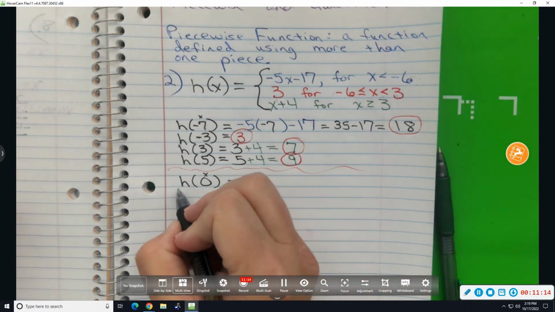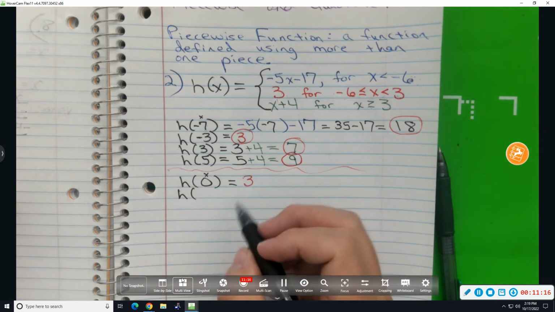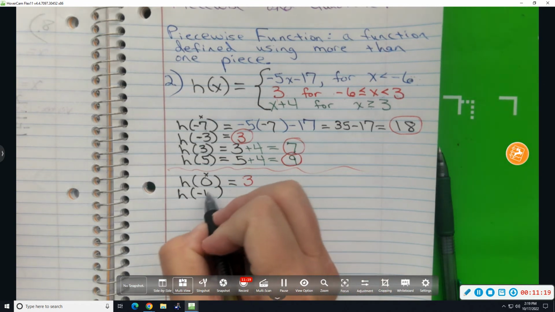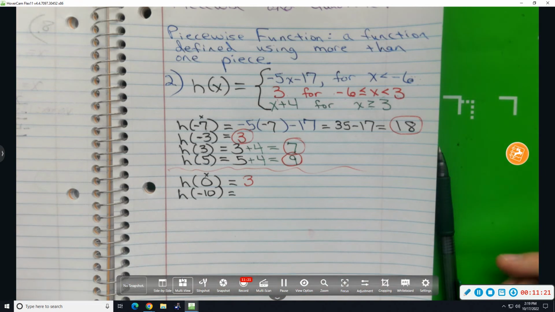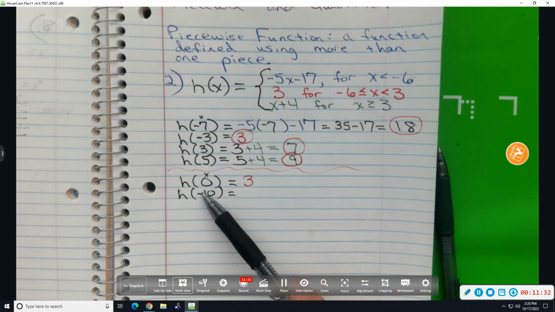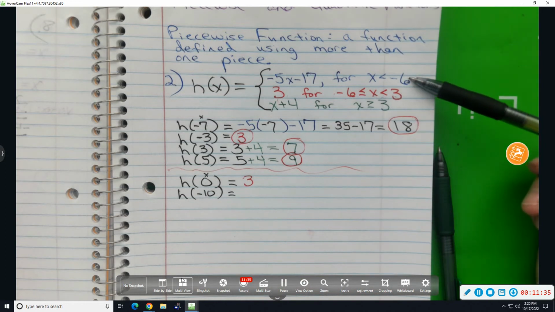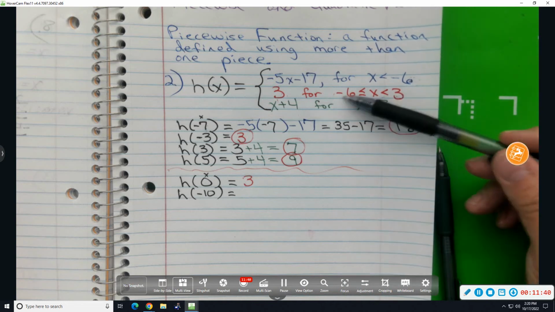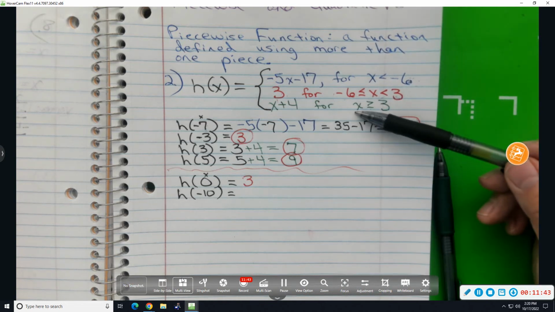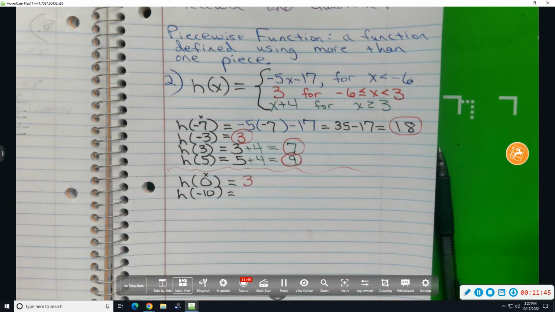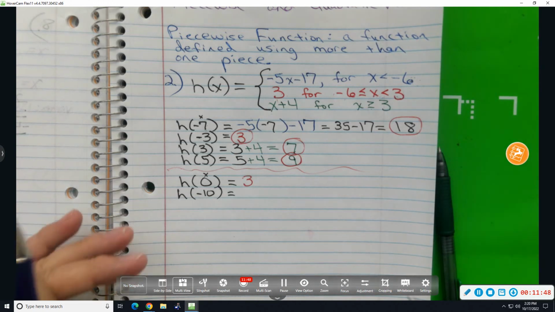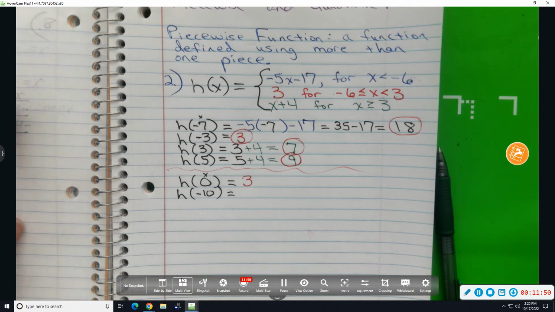How about h of, let's say negative 10. What's my x value? My x value is negative 10, okay. Which piece is satisfied by negative 10? Is negative 10 less than negative 6? Is negative 10 between negative 6 and positive 3? Or is negative 10 bigger than positive 3? The first one. Okay, so I think y'all are getting the hang of this.